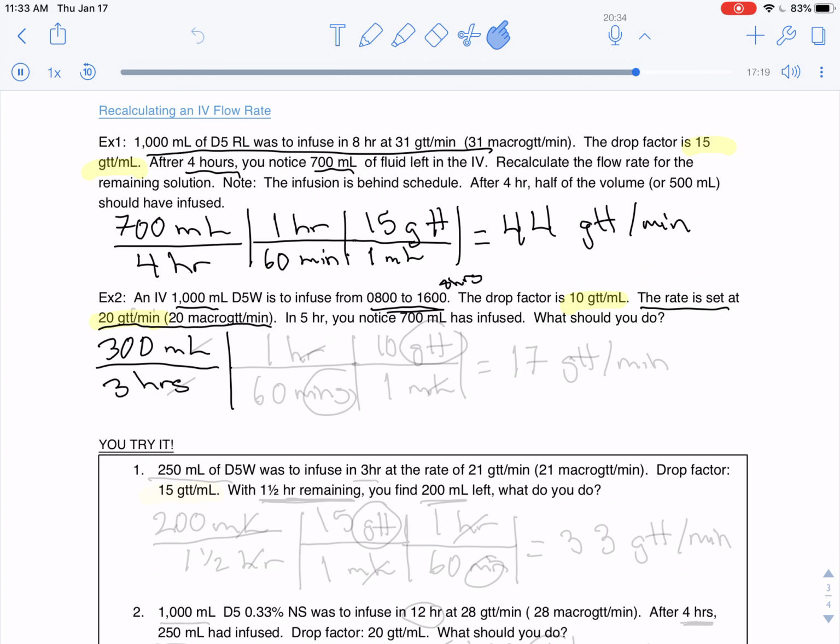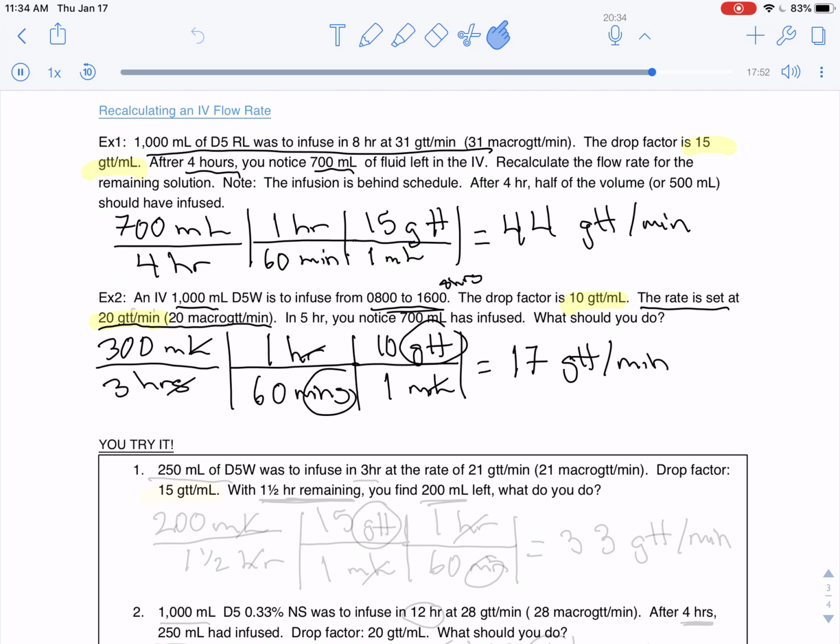So we are going to convert hours to minutes. In 1 hour we have 60 minutes. And according to our drop factor, in 1 milliliter, there are 10 drops. So hours can cancel, milliliters can cancel, and we have drops per minute. After we do our calculations, we have roughly 17 drops per minute.